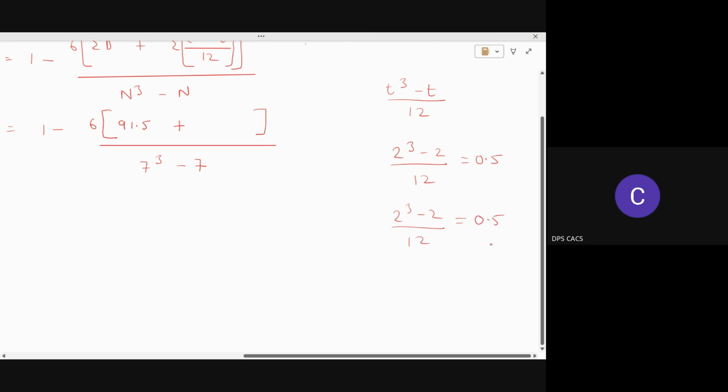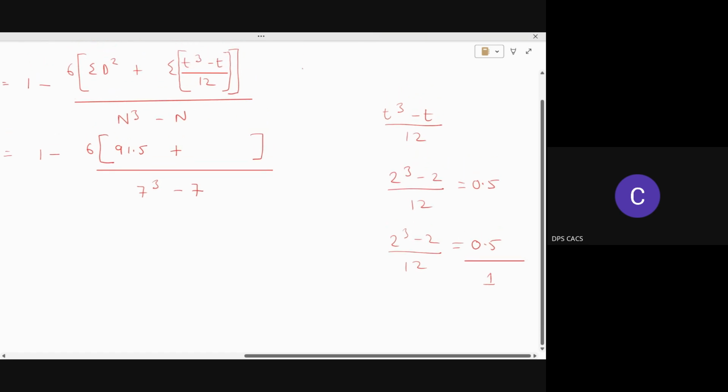What is the total of them? This total matters to me, because in the formula, summation is given. See properly. Summation means every t cube minus t by 12 will be added. So if you have 3 tie cases, then 3 calculations. If you had 2 tie cases, 2 calculations. If you have 1 tie case, 1 calculation.